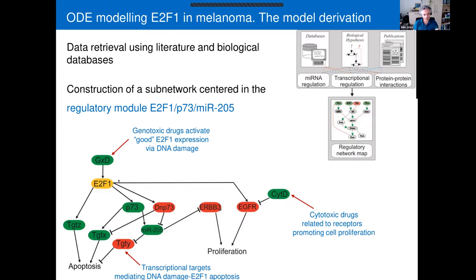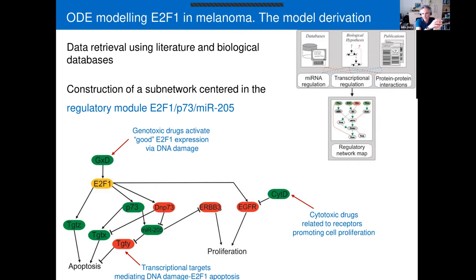So we have E2F here. We have some other molecules that have a very tight interplay with E2F. We have how different types of chemotherapy can interact with E2F here. And then we also have how E2F and the other partners can regulate a number of molecules, transcriptional targets that regulate the ability of the cells to die, so to go for apoptosis after getting the chemotherapy. So then this is our schematic. This is the mechanism we want to represent.